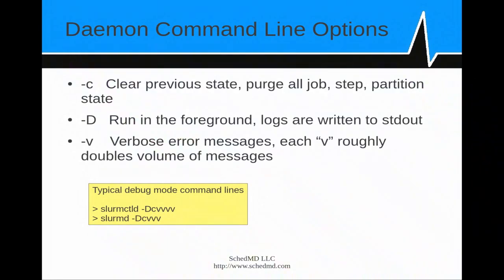If you run it in the foreground, all the logs are written to standard out right at your terminal. And you can use a -v to print verbose error messages or log messages, and for each v you put on a line, it roughly doubles the volume of messages printed. So in the examples below, you've got three v's or four v's, so those are going to print fairly detailed information about what's happening.